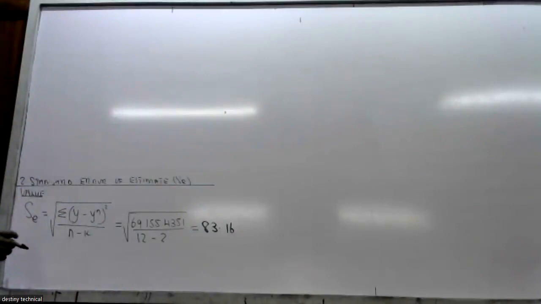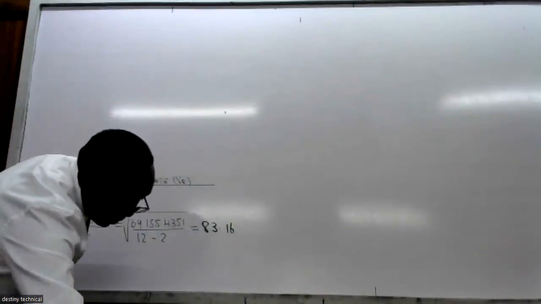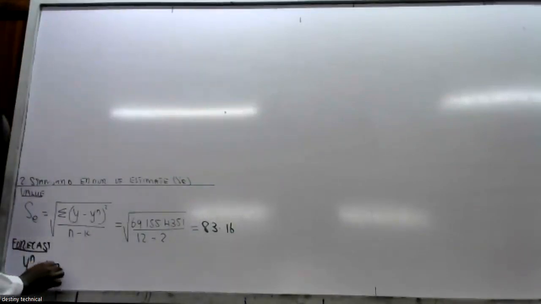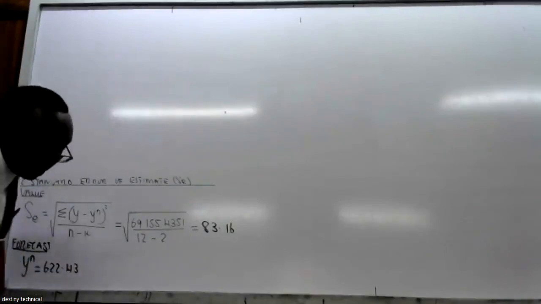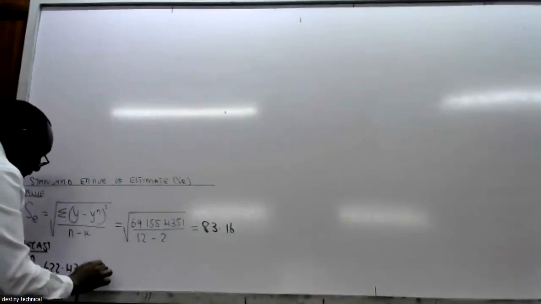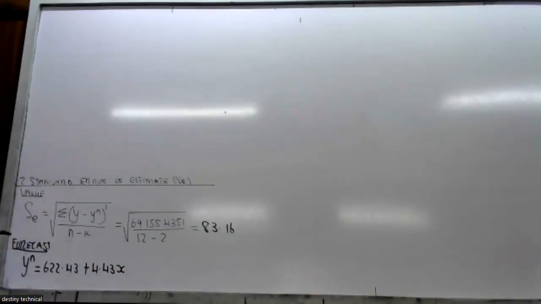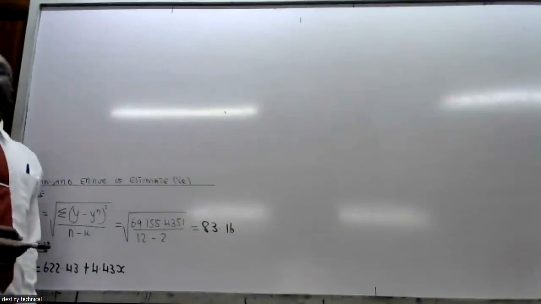Okay, then down there we write that, still down there we are still writing this. So the next thing is forecast. Now forecast, y predicted. Our equation was 622.43 plus 4.43x. That is the equation. So can you give me a figure for machine hours?